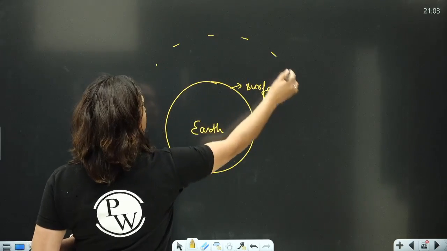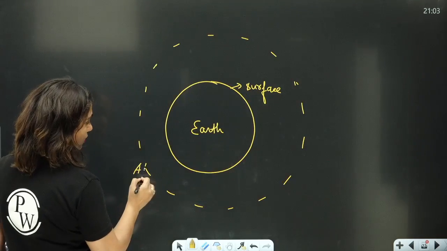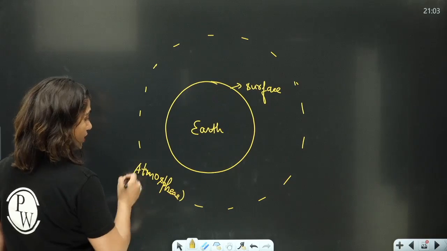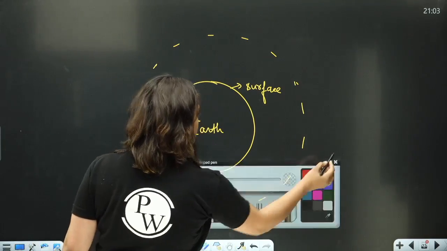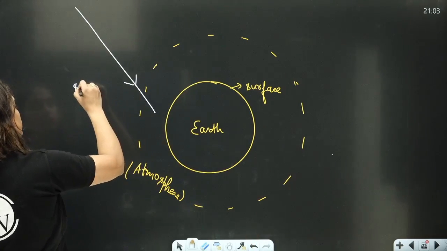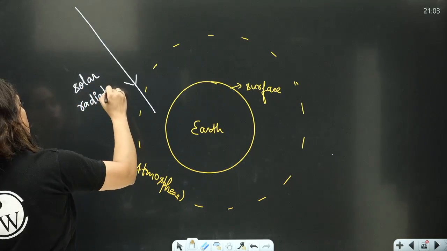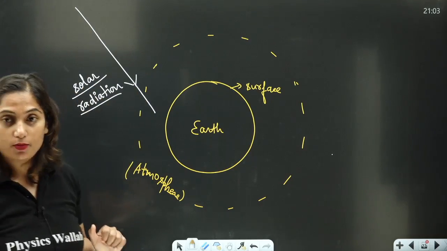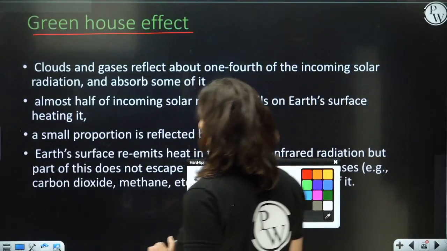And this is the atmosphere of Earth, which has many gases, right? So around the surface, we have atmosphere. So what happens? Sunlight, the solar radiation, enters into the Earth's atmosphere. Okay, so what happens? Let's read the lines of NCERT which are important.